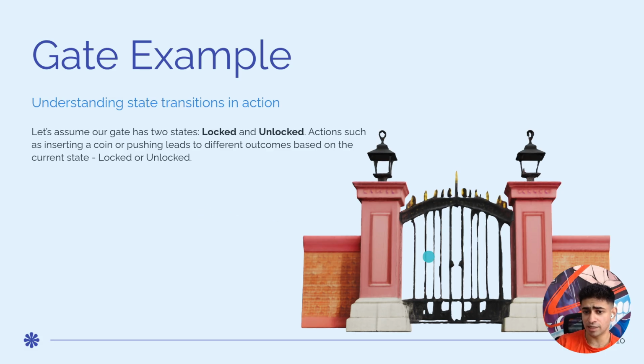So let's assume you have a gate, and this gate can be locked or unlocked. You already know it's a similar example to the ticket system. There can be two actions, inserting a coin and pushing it. Inserting a coin should work only if the gate is locked. In an unlocked gate, you should not be able to insert the coin. And similarly, pushing to close it should work only if it's unlocked. It should not work when it's locked. So two actions depend on the state. So this is again an example of where you can implement the state pattern.